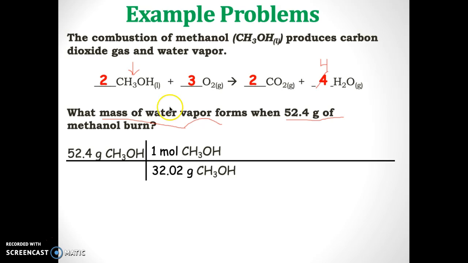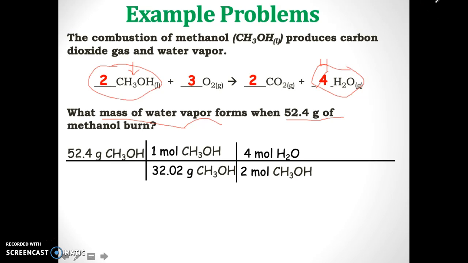Then I need to do my mole bridge, going from methanol to water. To do that, again, I use my coefficients. Methanol going on bottom, what is the coefficient of methanol? 2. What is the coefficient of water? 4. So 2 methanols is going to go on bottom, 4 waters is going to go on top. That's my mole bridge. Then I have my last step going from water to grams of water. 1 mole of water always going on bottom, the molar mass of water 18.02 going on top.